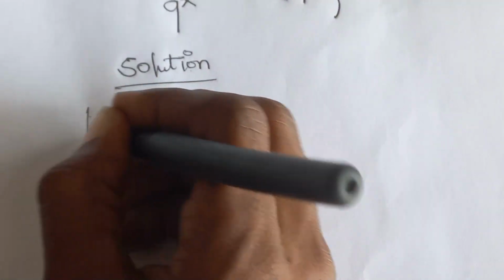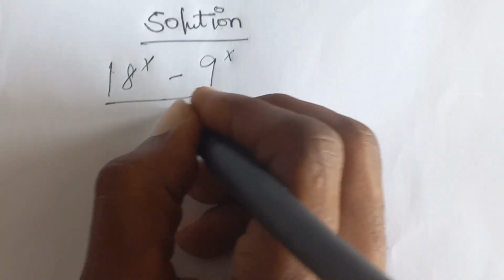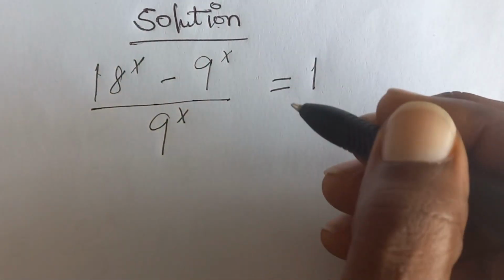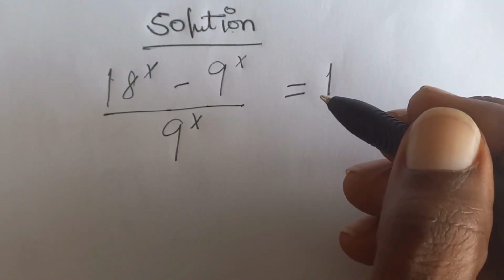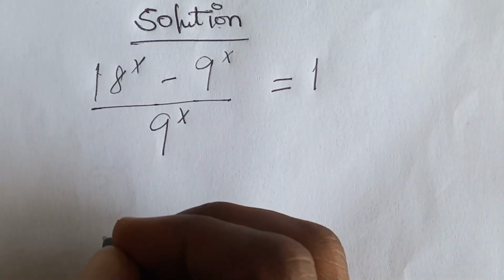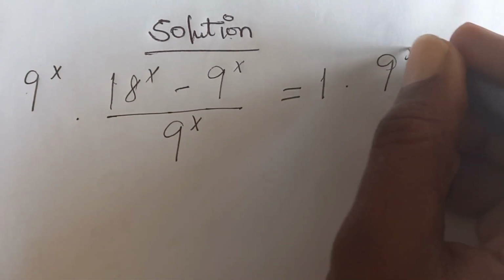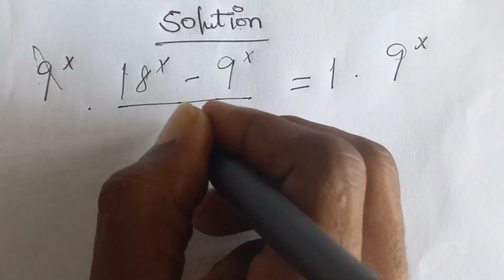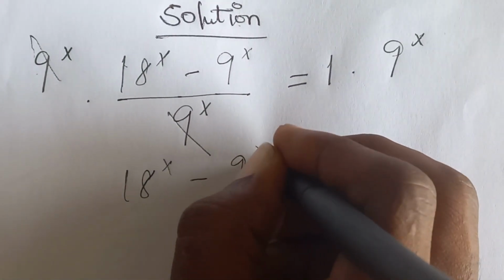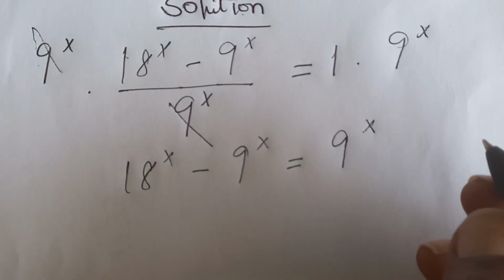We have (18^x + 9^x) / 9^x = 1. We are looking for x in this case. So with this, we multiply both sides by 9^x, so this cancels. We have 18^x - 9^x = 9^x.